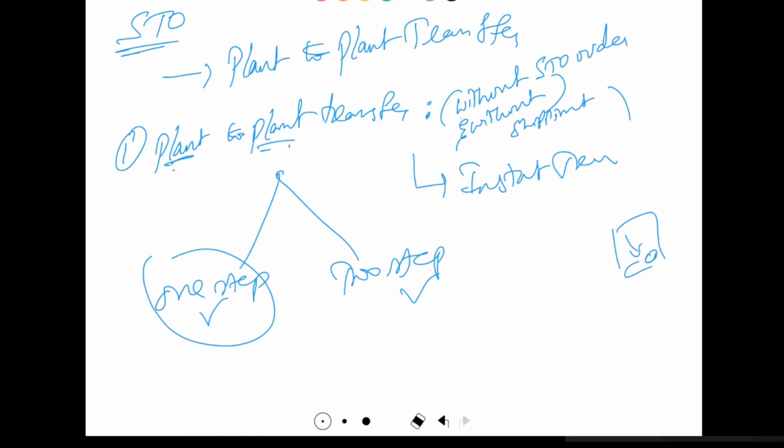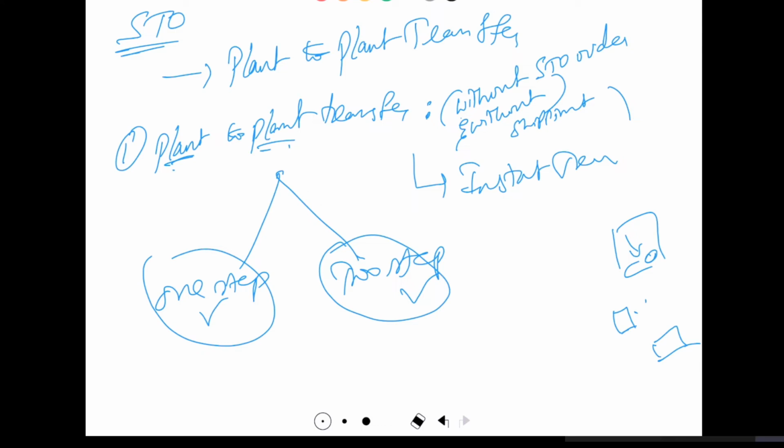And when it is a two-step procedure, suppose one plant is in Kondapur and one plant is in Madapur, then I need to track whether it was supplied from the supplying plant, whether it was received by the receiving plant, and where exactly the stock is.